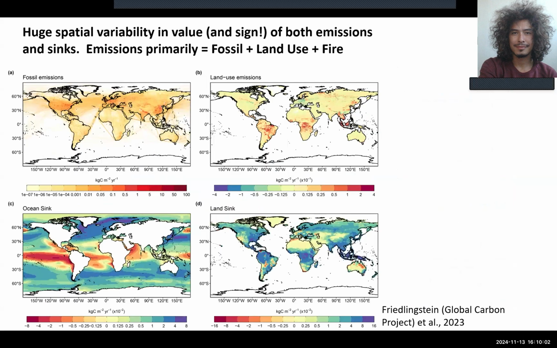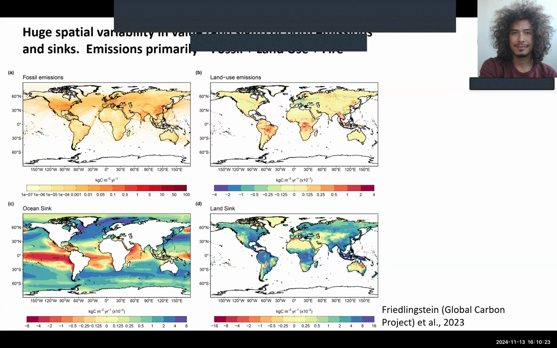Finally, there's huge spatial variability in all of these factors. So, fossil fuel emissions are spatially, they occur in places where there's industrial activity. Land use emissions, such as deforestation, occur largely in places with lots of trees or lots of cropland. And the ocean sinks and sources depend mostly on circulation.